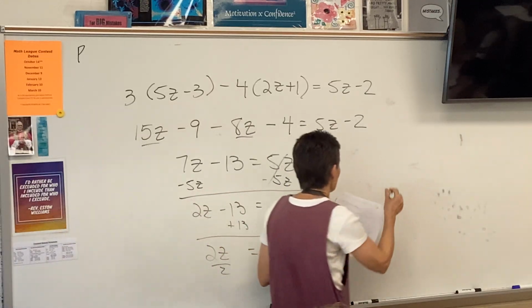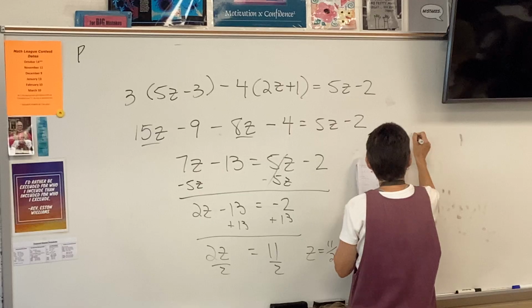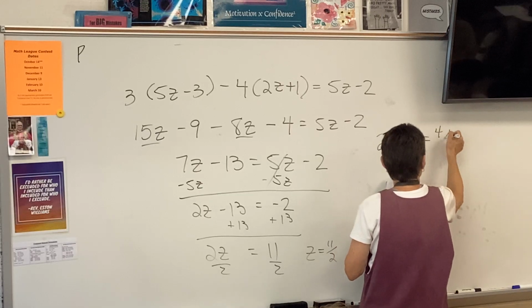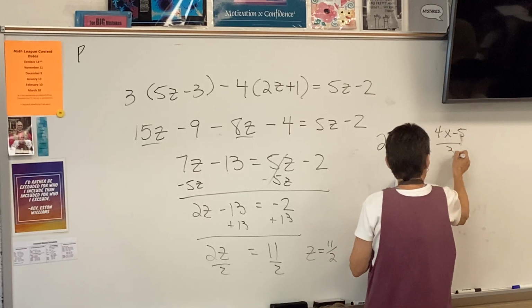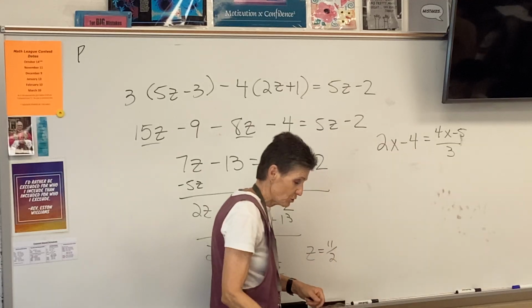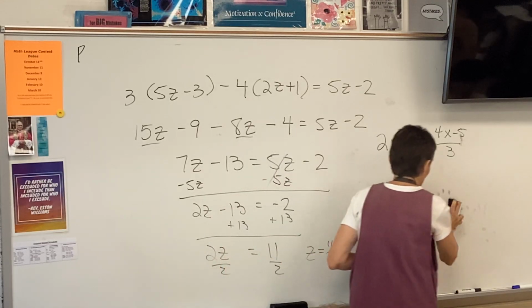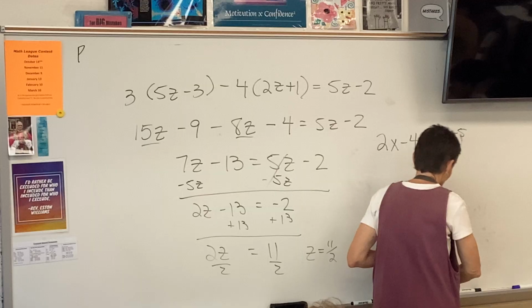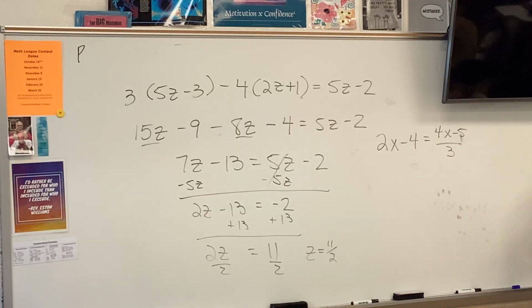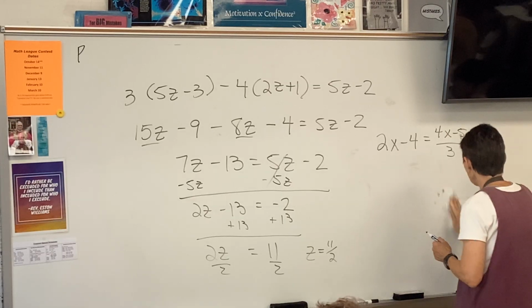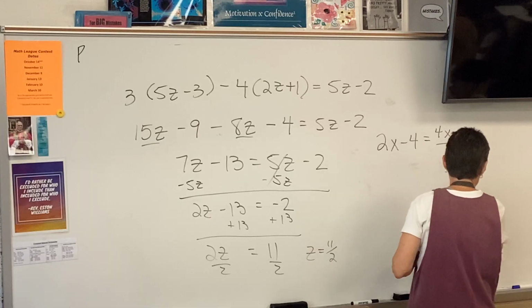Alright, let's look at F. F has a fraction in it. What could we do? What could we do to get rid of that fraction? What really easy, quick stuff could we do to get rid of that? But, 3 under everything. You could put 3 under everything, okay, we can do that.